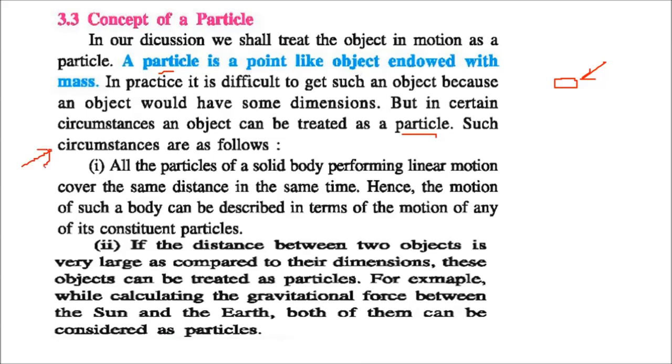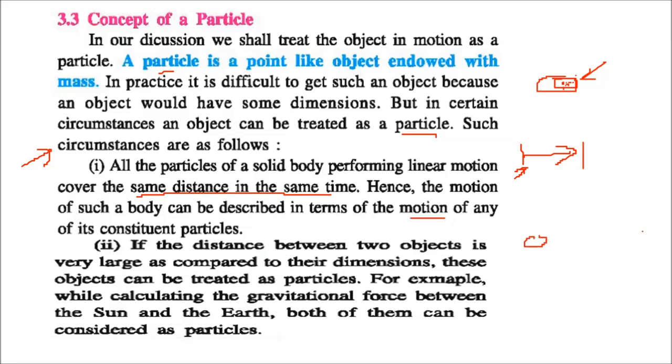What are the circumstances? First, all the particles of a solid body perform linear motion. They would cover the same distance in the same time. So the motion of these bodies can be described in terms of the motion of any of its constituent particles. So if this is an object, these are the particles. Any particle inside this, and this whole as a particle, will cover the same distance at the same time.